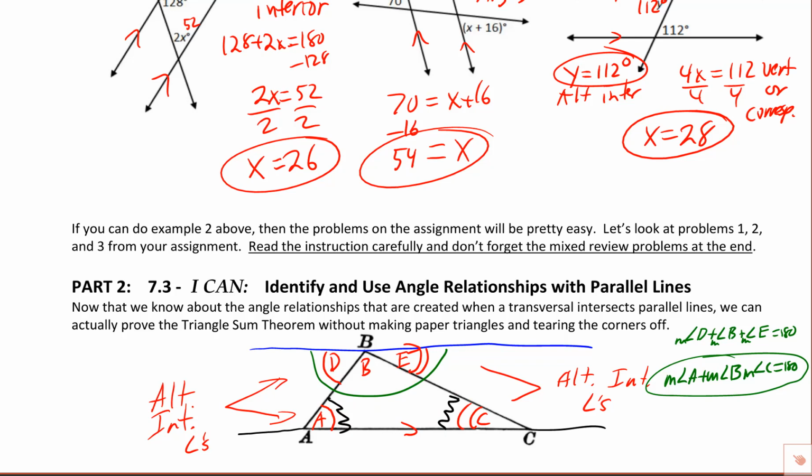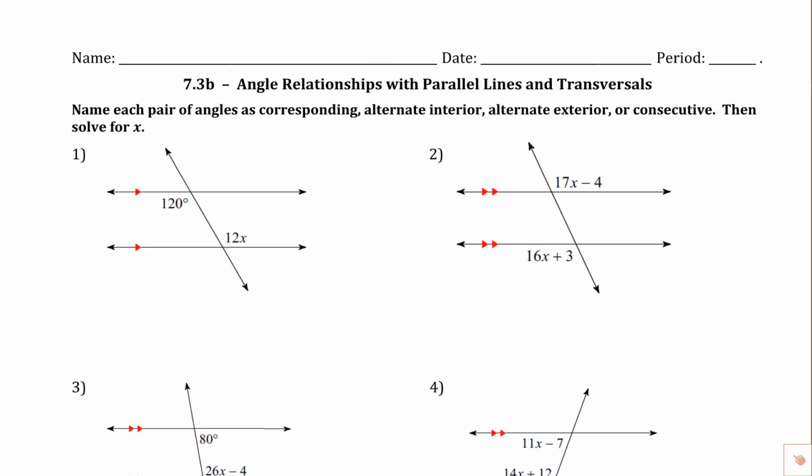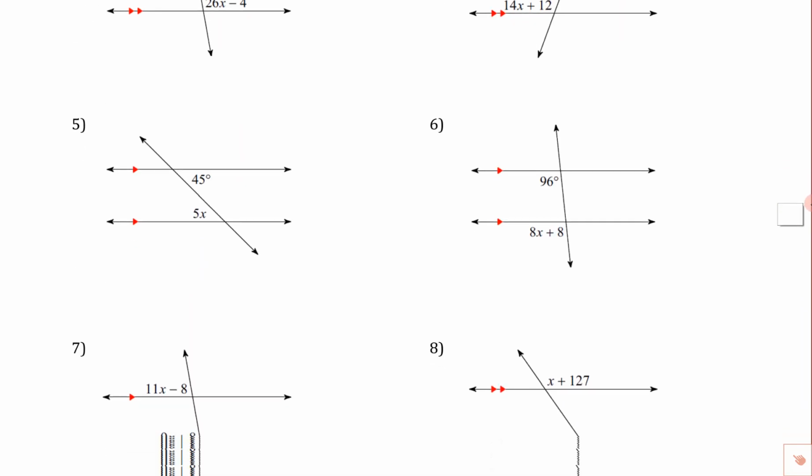So we're going to come over here and take a look at a couple of problems. I've got the worksheet for today up, 7.3b, angle relationships with parallel lines and transversals. It says name each pair of angles as corresponding, alternate interior, alternate exterior, or consecutive. You could also say same side interior, or if they happen to be same side exterior, that would be useful there. So let's take a look at problem number 6 here.